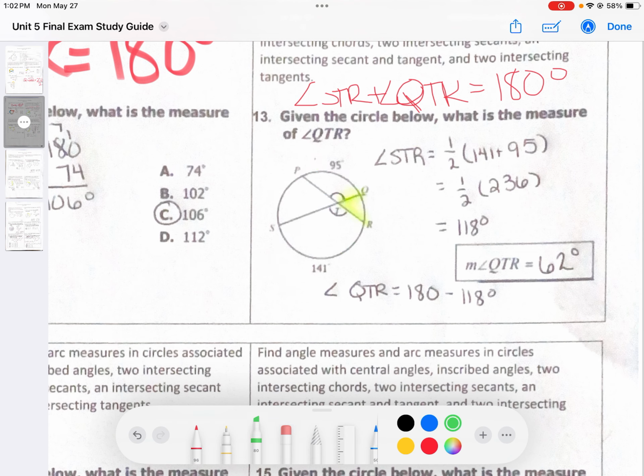And since STR and QTR form a straight line, which we know is 180, 180 minus 118 is 62.